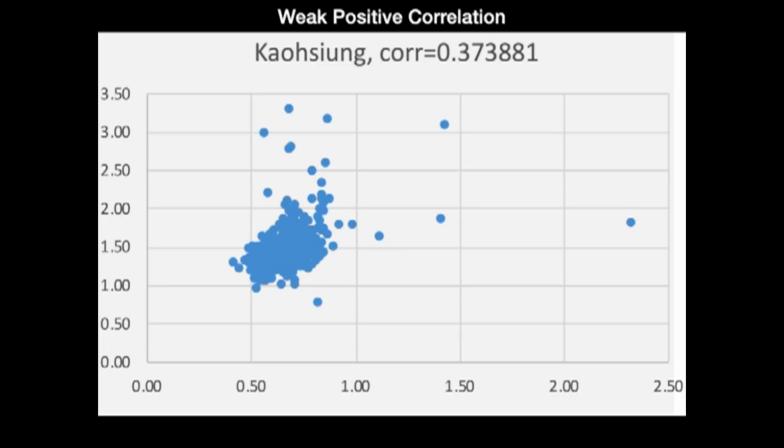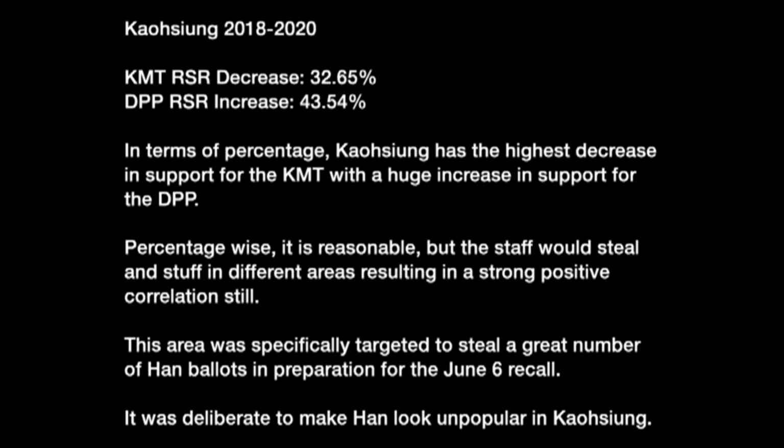So in Kaohsiung, we have a weak positive correlation of 0.37. However, we can see that most of the dots are well below 1, which means that there was a great deal of ballot theft in Kaohsiung in particular. So in Kaohsiung, the KMT RSR decrease was 32.65%. The DPP RSR increase was 43.54%. In terms of percentage, Kaohsiung has the highest decrease in support for the KMT with a huge increase in support for the DPP.